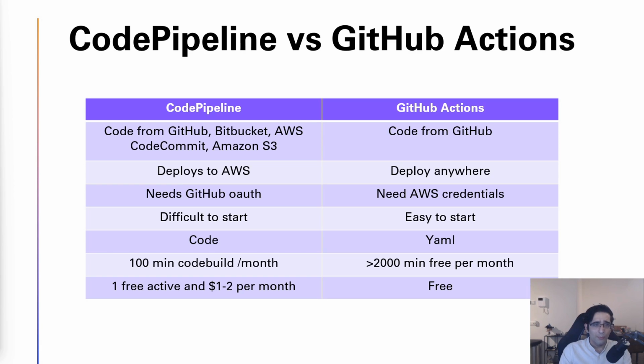I've had to use CodePipeline in the past when we were using CodeCommit. We couldn't make any repositories outside of AWS. So in that case, CodePipeline is a perfect solution. But like I said, it's a bit more difficult to start with, but we're going to go through that in this episode.